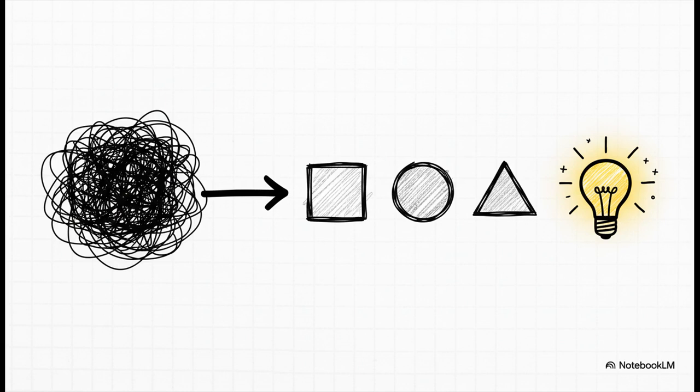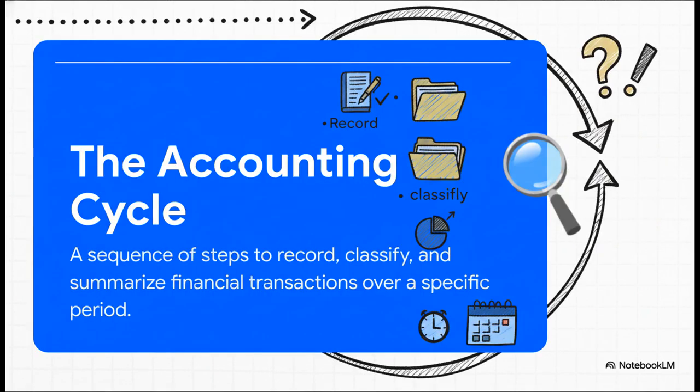Instead, it's about a methodical, step-by-step system, a repeatable process that brings order to that chaos. It's a cycle that turns all that raw data into powerful, usable insight. And that process has a name: the accounting cycle. Now, this definition on screen is more than just the definition. It's our roadmap. Let's break it down.